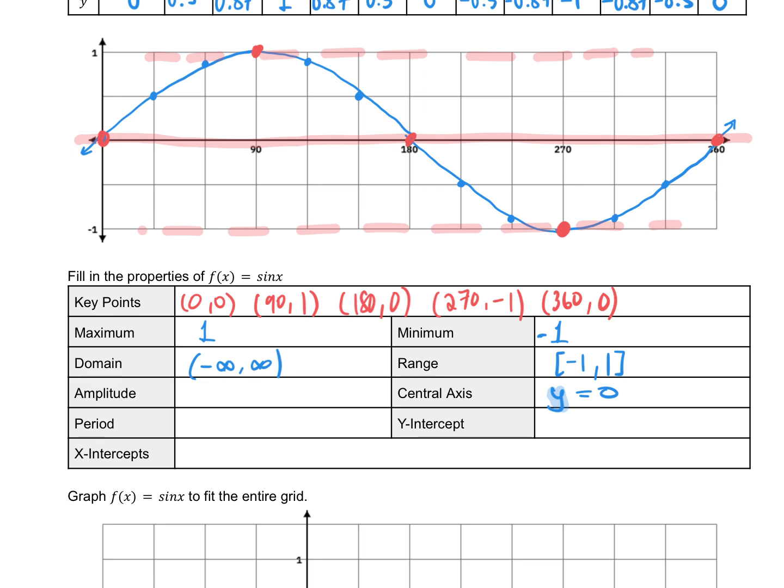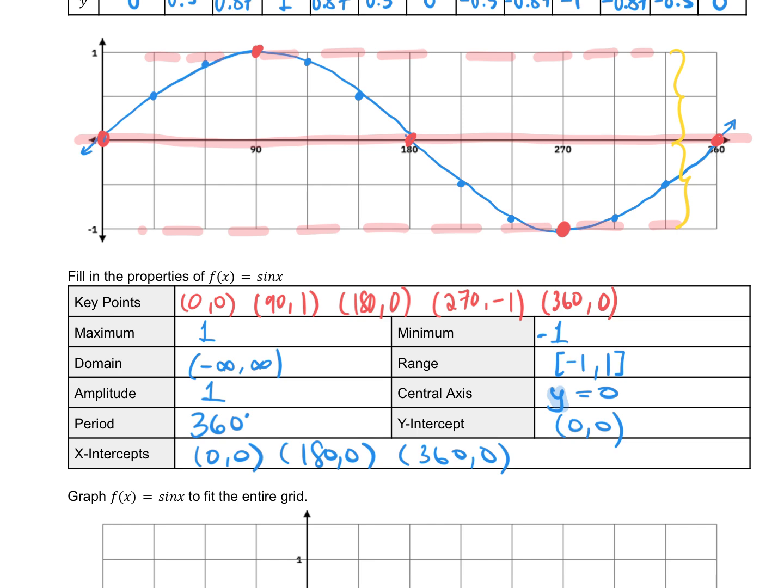Then the amplitude is going to be my distance from max to midline or midline to minimum, and in both cases that amplitude is 1. The period is 1 full cycle, which is 360 degrees, and 360 degrees is a full rotation around your Cartesian grid. The y-intercept is at the origin, and the x-intercepts in one cycle are 0, 0, 180, 0, and 360, 0. There are actually an infinite number of x-intercepts because this graph does continue forever.